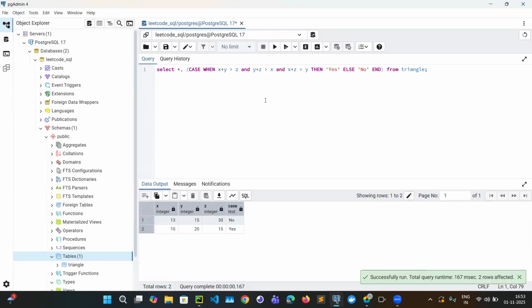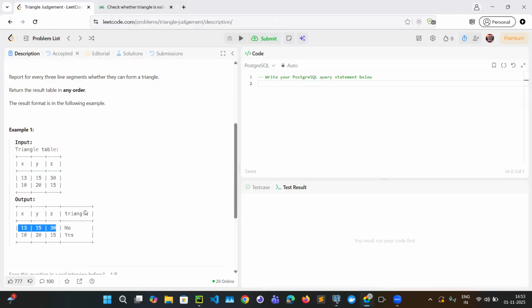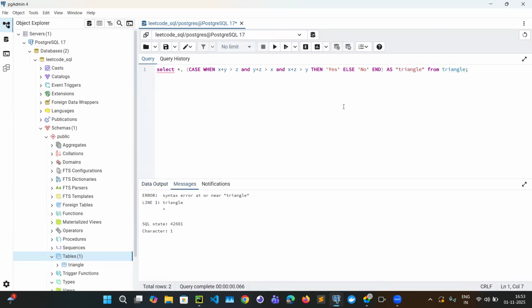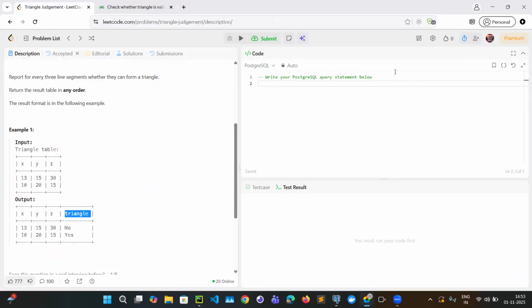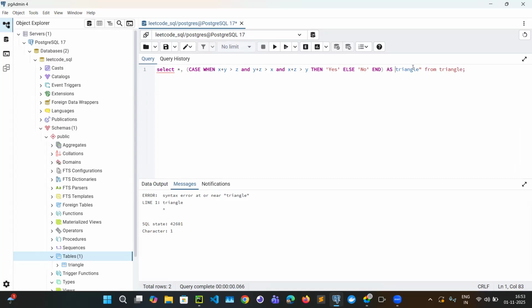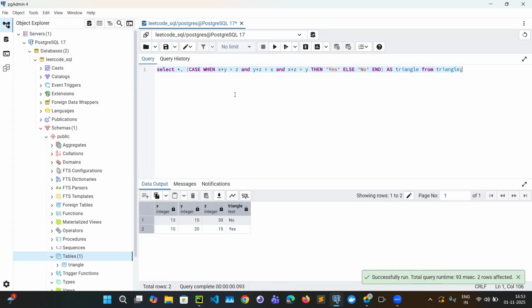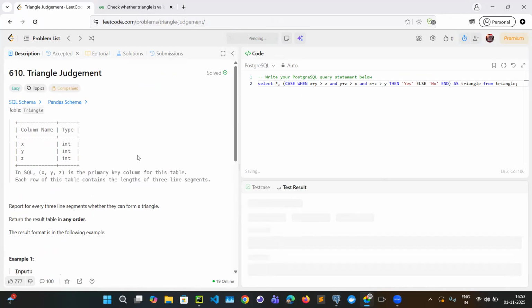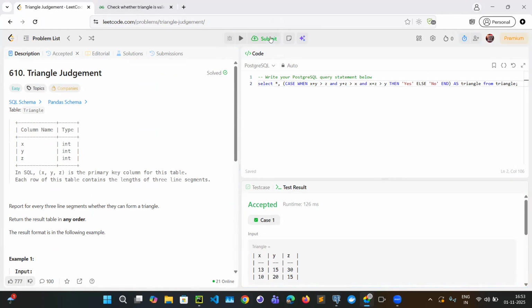So let's try to run it. We got that. The only thing is the name of the column should be triangle. So let's assign the name triangle, or you can give double quotes as well if you want. I think double quote is not accepted. Okay, so let's try to run that. The sample case is working fine. Let's try to submit it.